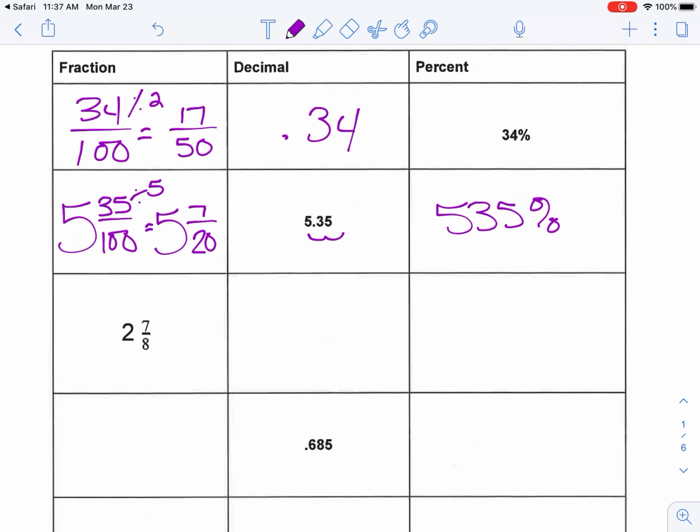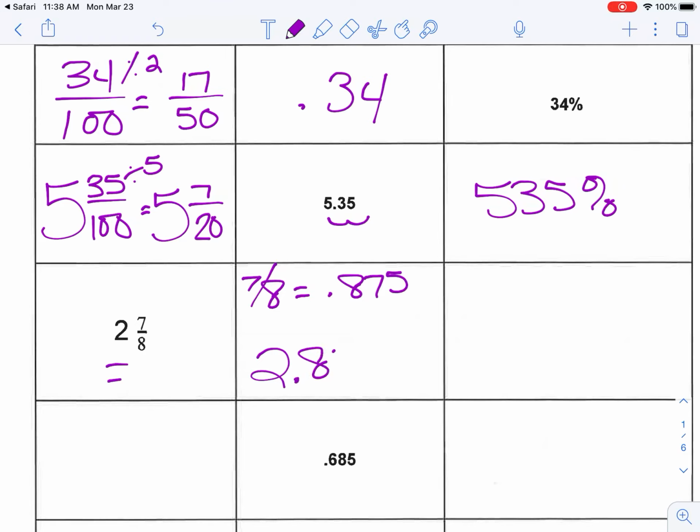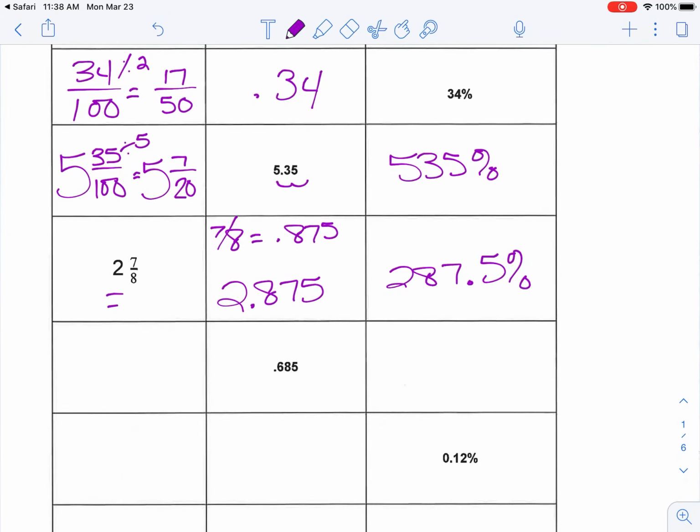On the next one, 2 and 7/8. Remember, use your calculator, okay? 7/8 in your calculator says 0.875. So 2 and 7/8 would be 2 and 875 thousandths. Move it twice to the right to get your percent, 287.5%.